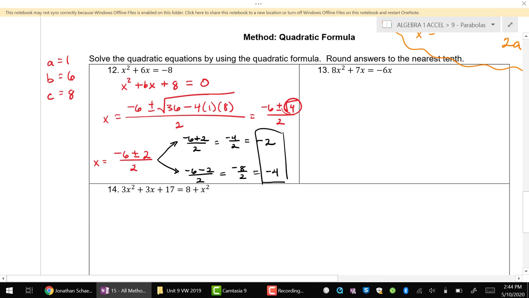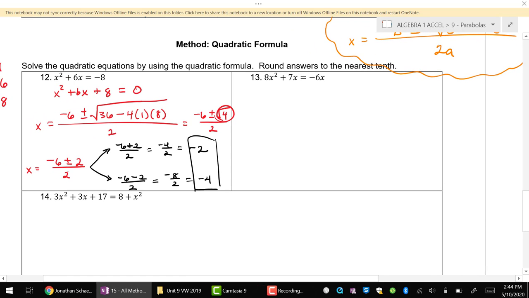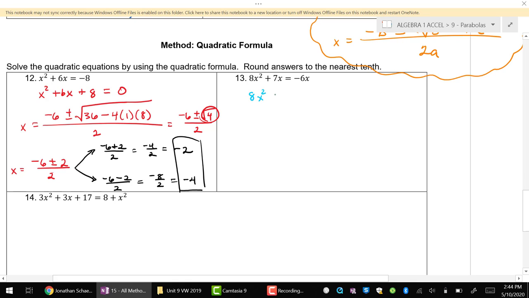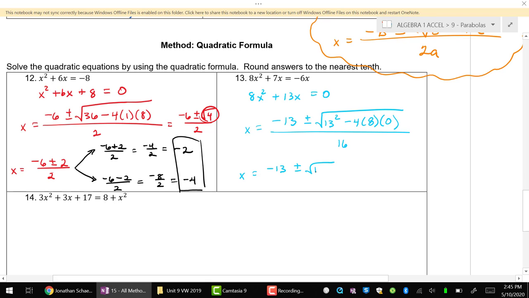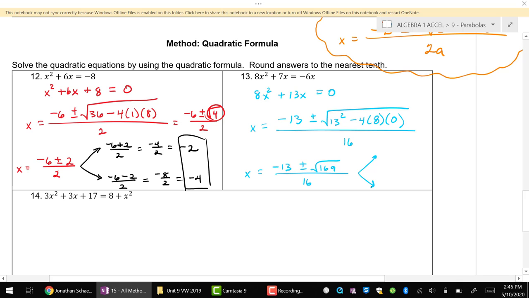Now, sometimes we might need to do some simplifying. In number 13, I'll maybe just wrap up with this one here. So standard form, once again, 8x squared. Let's see, why don't we add 6x, will be plus 13x equals 0. The c value here is a 0, so x equals opposite of b plus or minus square root of b squared minus 4ac, which is a 0. There's no c value, all divided by 2 times 8. So this is going to become negative 13 plus or minus the square root of 169 divided by 16. And now we're kind of back where we were over here. We can separate that, branch it off into two branches, and find the two solutions.